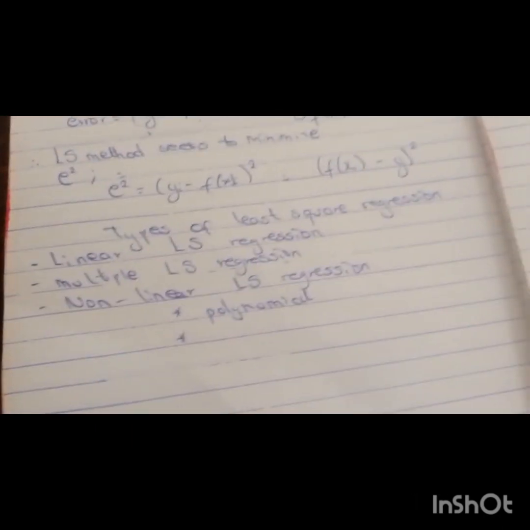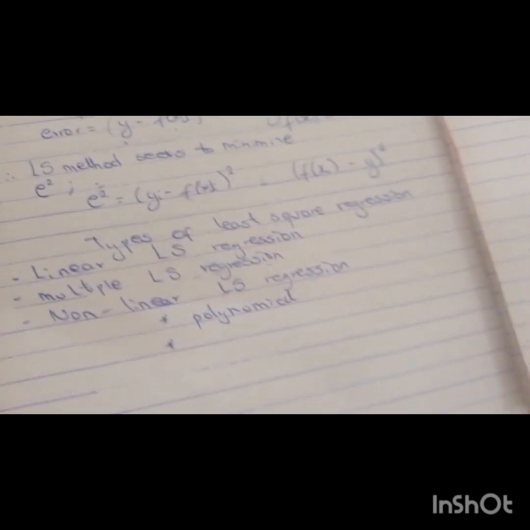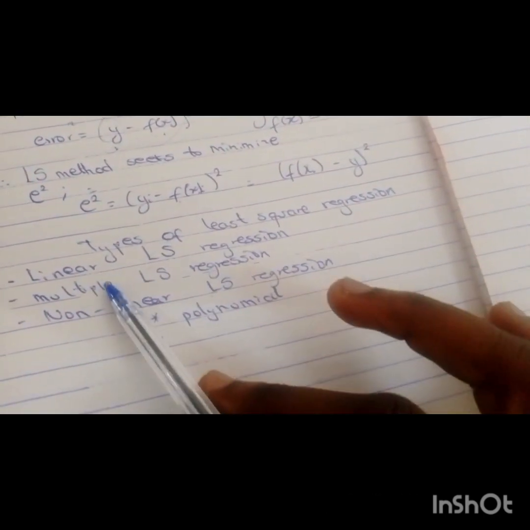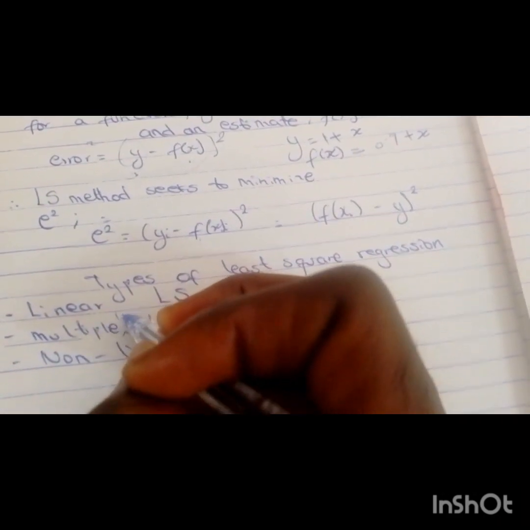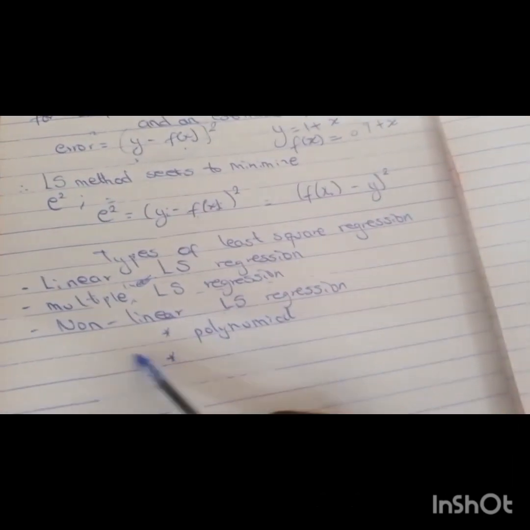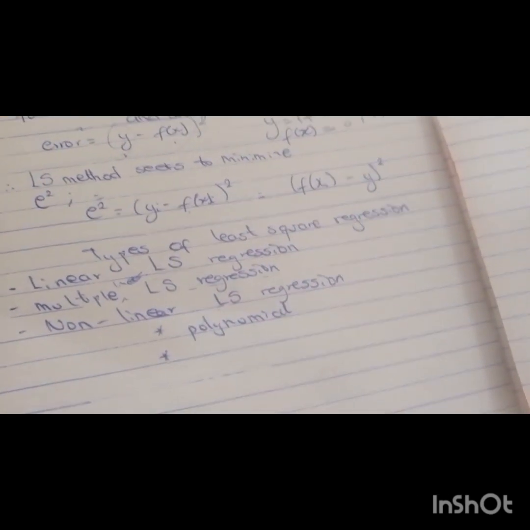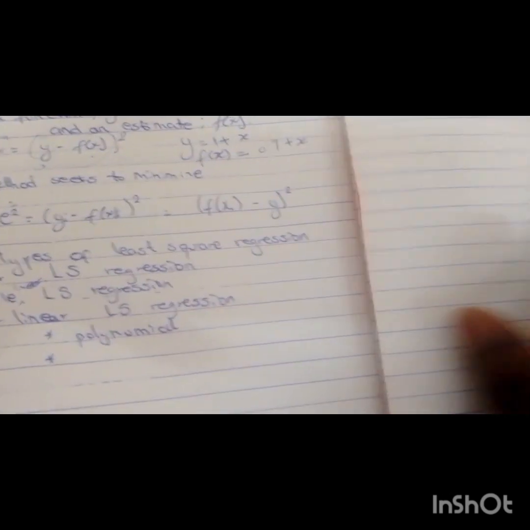The types of least square regression methods are the linear least square regression method, the multiple linear regression, and the non-linear least square regression. With the non-linear, we're talking about polynomials and other forms of functions, cubic, all of those are polynomials anyway, but those are non-linear. So let's better understand what the linear least square regression method is.